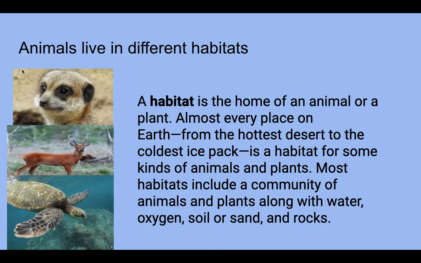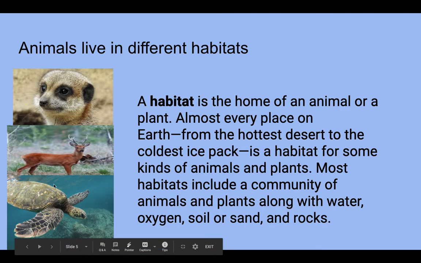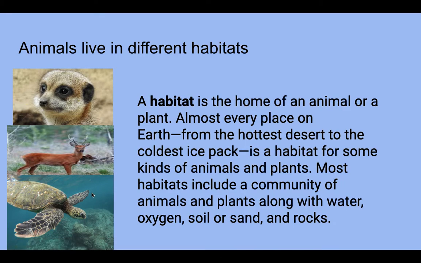We see a meerkat. What is the habitat of a meerkat? That's a good question. A meerkat lives in the desert. The next animal is a deer. A deer lives in the forests. Does anybody know what this animal is? Right, it is a sea turtle. Sea turtles live in the ocean.